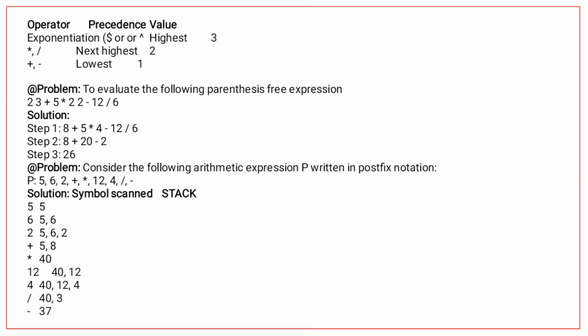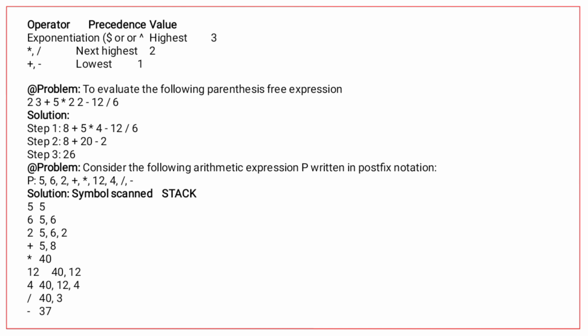Now consider one example to evaluate the following parenthesis free expression. According to the table, we can evaluate. The first step, 8 plus 5 star 4 minus 12 divided by 6. Step 2, 8 plus 20 minus 2. And step 3, result is 26. According to the table, we use these binary operations from the highest to the lowest order.